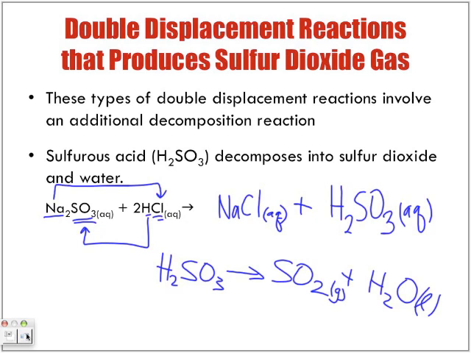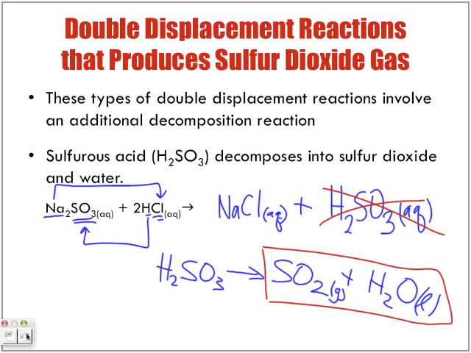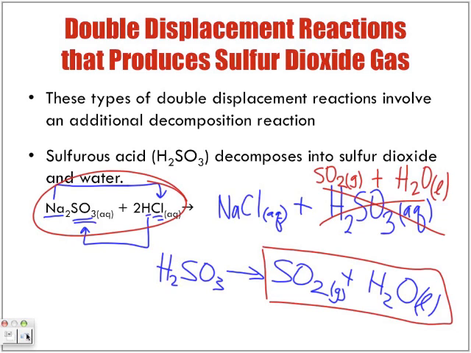So here is our double displacement reaction. But what happens is we don't end up writing that. We decide to write this in its place. So we are going to form NaCl plus SO2, which is in a gas form, plus H2O, which is in a liquid form. So notice, as I said before, 2 reactants normally form 2 products in a double displacement reaction. But when you see these 3 products, you know there was a further decomposition reaction that must have occurred.